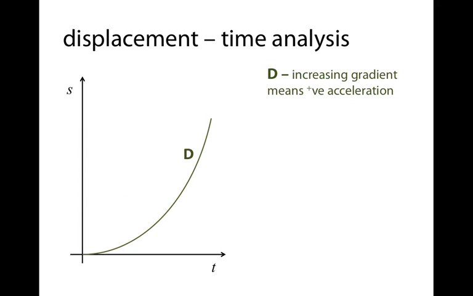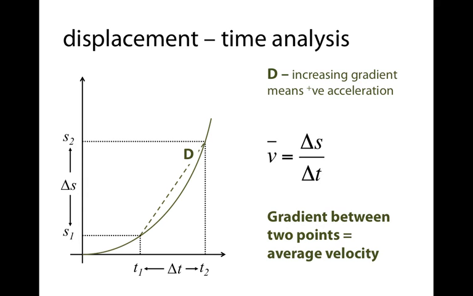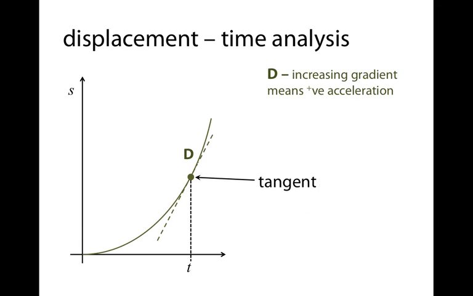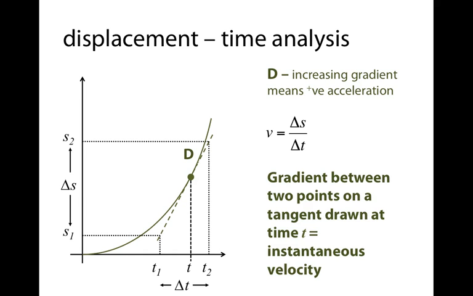And the d, the increasing gradient, means positive acceleration. So we can still use the same thing before, take 2 points, find the gradient between those 2 points, but it's not really the gradient of a line, because the line has a changing gradient, but it will give you the average velocity, and that might be enough information for you. If you want to know the velocity at a particular point in time, as shown here by t and that point on the line, then you have to draw a tangent to the line. A tangent is a straight line that touches a curve at one point only. And if you find the gradient of that tangent, that gradient will give you the instantaneous velocity.